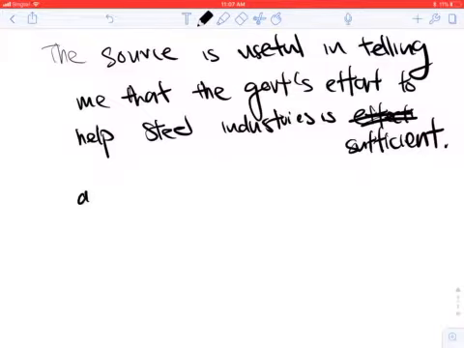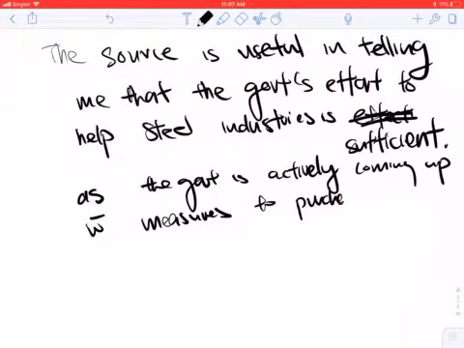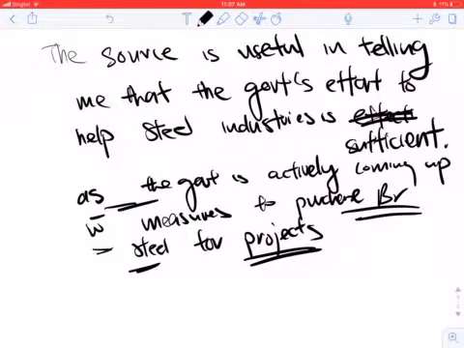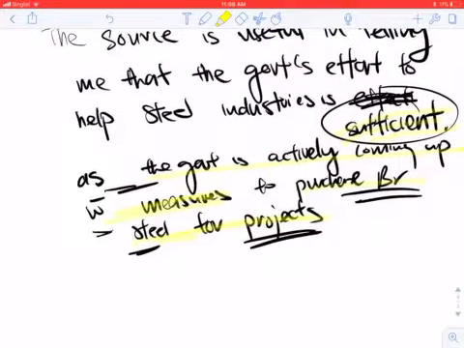How do you know? Because it's actively coming up with measures to purchase British steel for their projects. So this is what you're looking for in your matching criteria, that it is sufficient. How do you know it's sufficient? Because the government is actually coming up with measures to protect the steel and purchase the steel for projects.